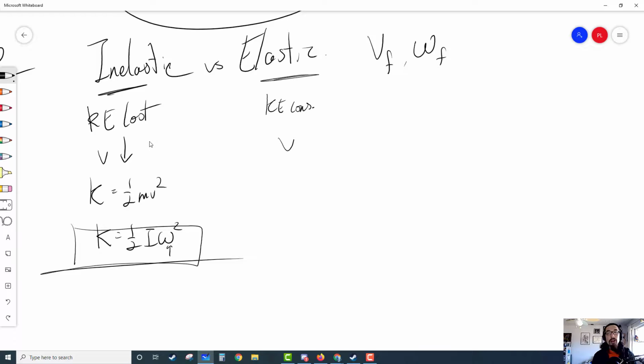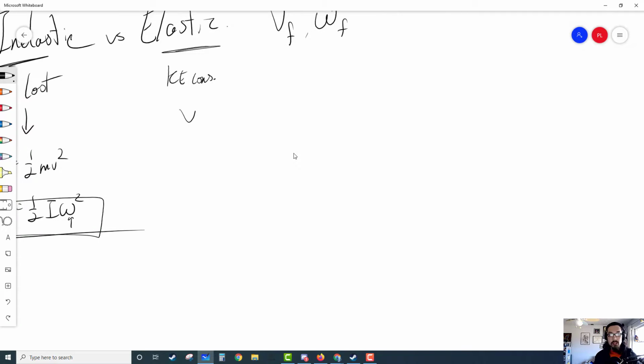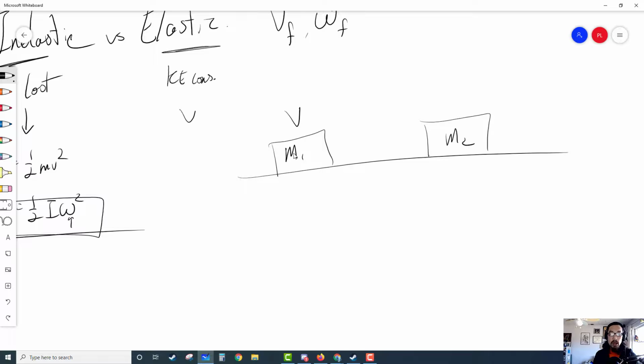Now, let's figure this out. Let's figure this out just conceptually again because it's good practice. I'm not going to do a rod and a stick. I'm just going to do two carts. So let's say we have cart 1, M1, and we have M2. Let's say M1 has a velocity going forward, and let's say M2 is not moving at all.